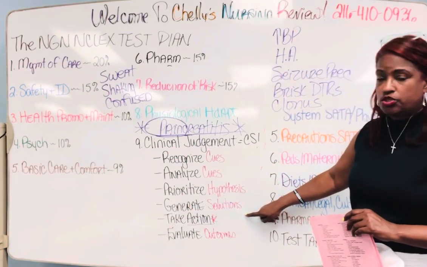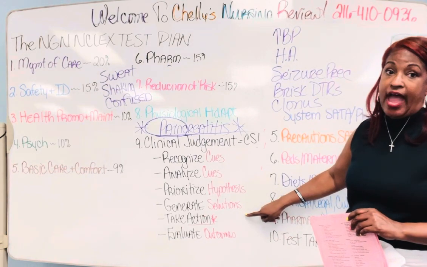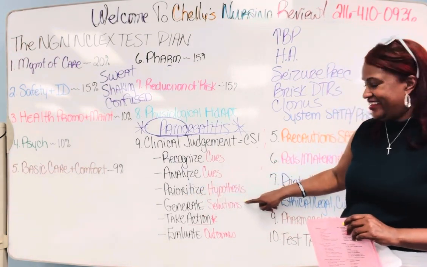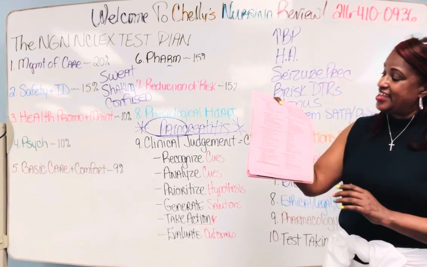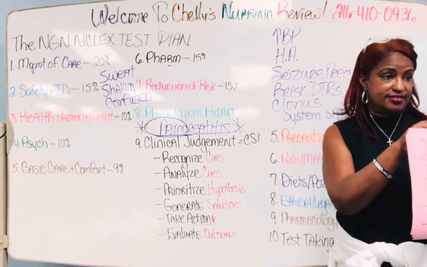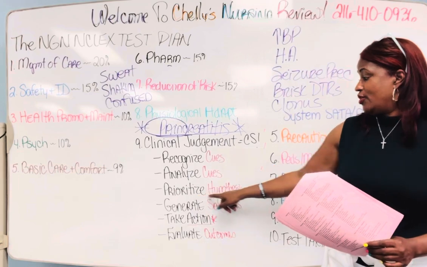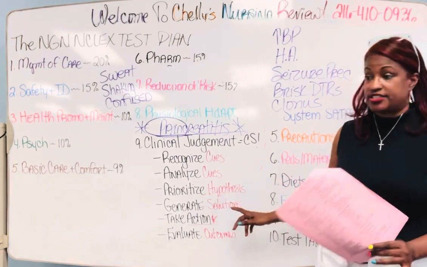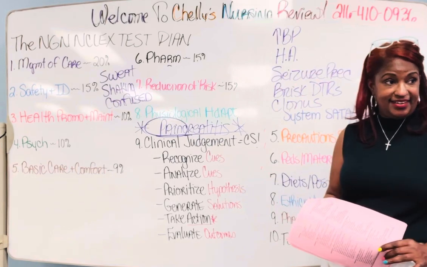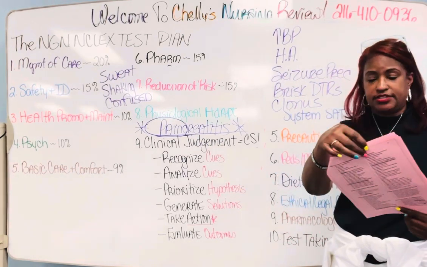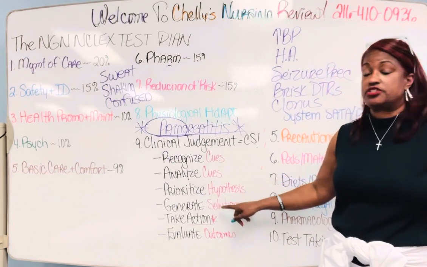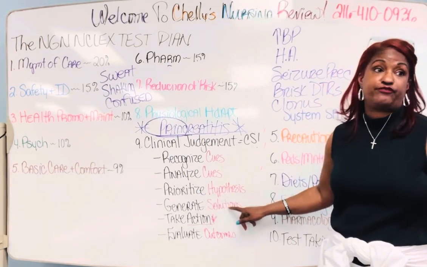Generating solutions. I just left prioritizing hypothesis. That's what this page was. Which shock is it? Prioritize the hypothesis. Was it cardiac, neuro, or respiratory? Which one was it? This page with all these precautions is now fixing. Start generating some solutions. Preventing further damage.